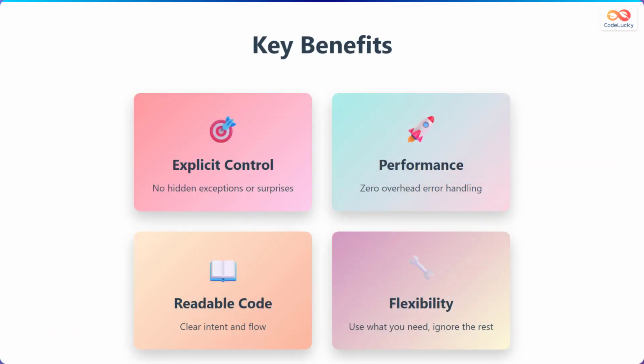Go's multiple return values offer several key advantages. They provide explicit control over error handling, leading to more robust and predictable code. They contribute to better performance by eliminating the overhead of exception handling mechanisms. They enhance code readability by making the intent and flow clearer. And they offer flexibility, allowing you to use only the return values you need.